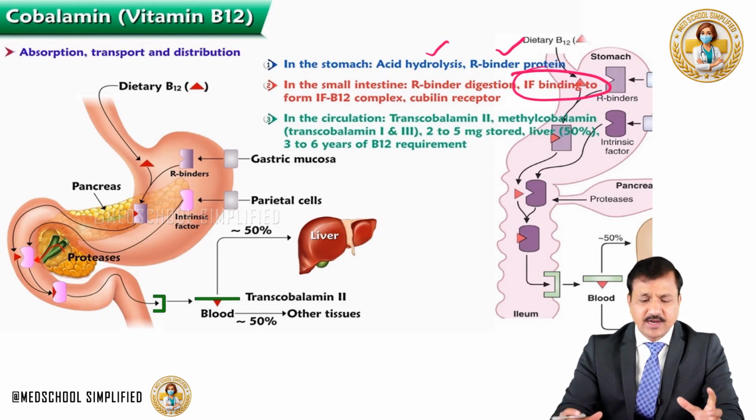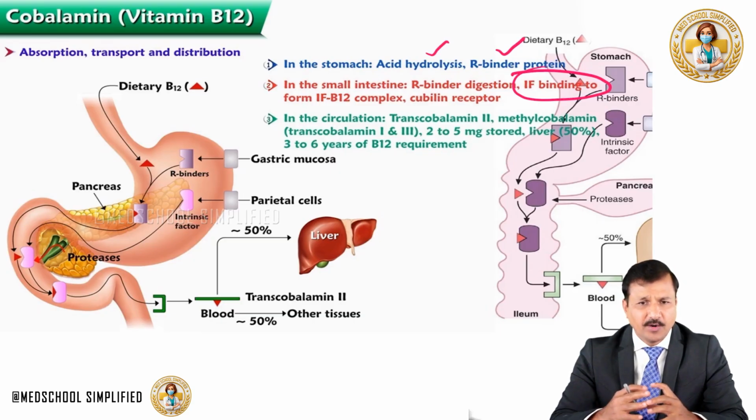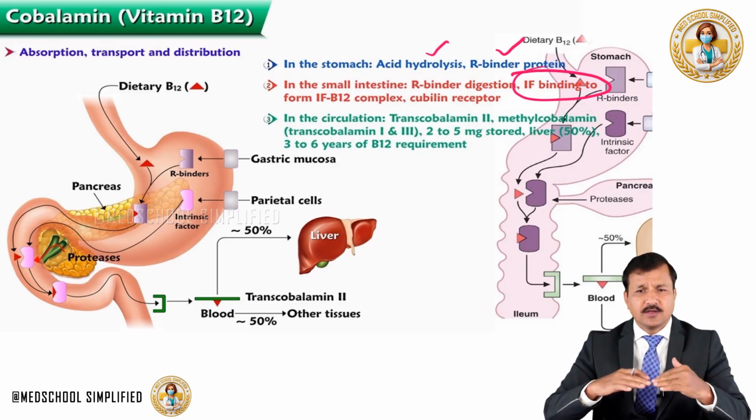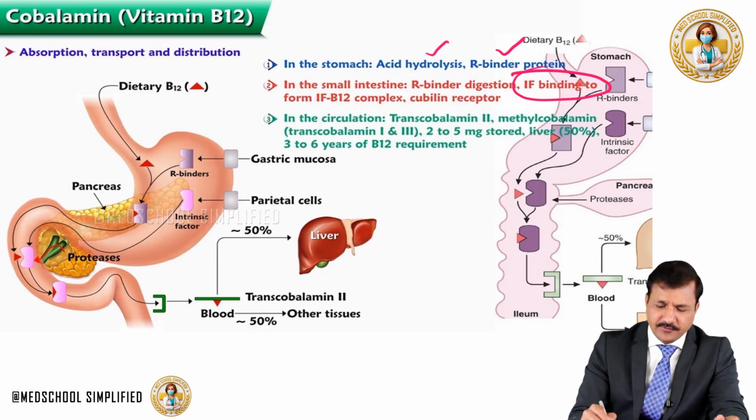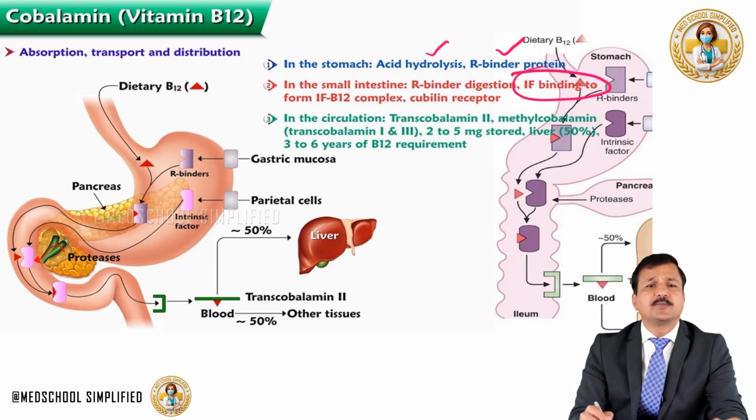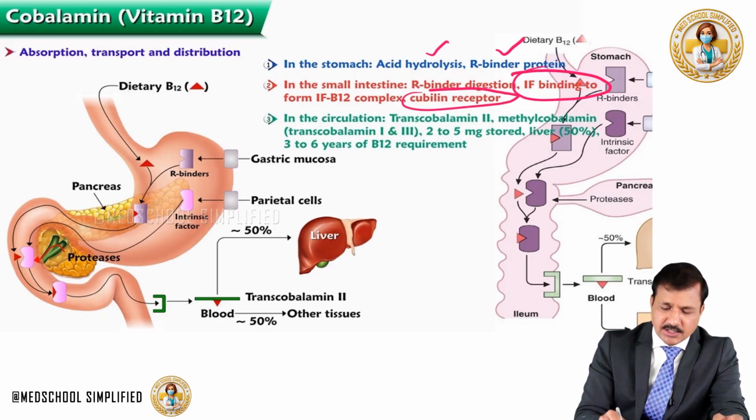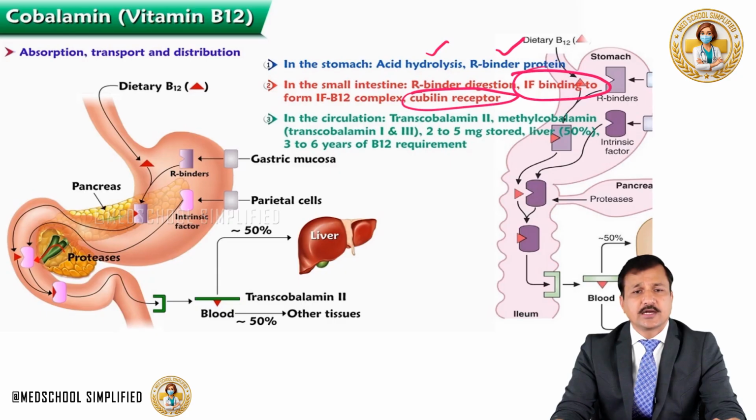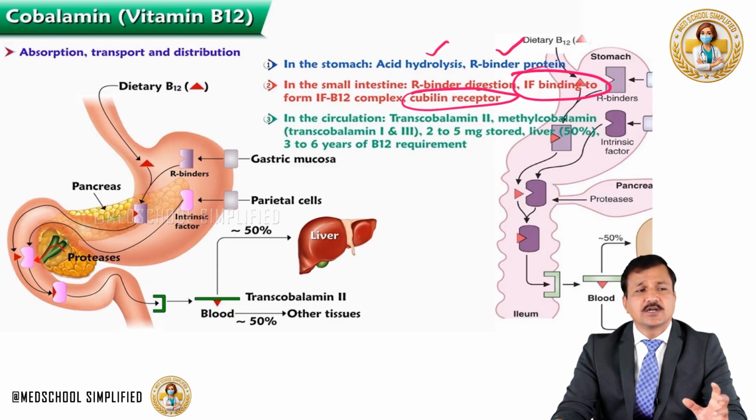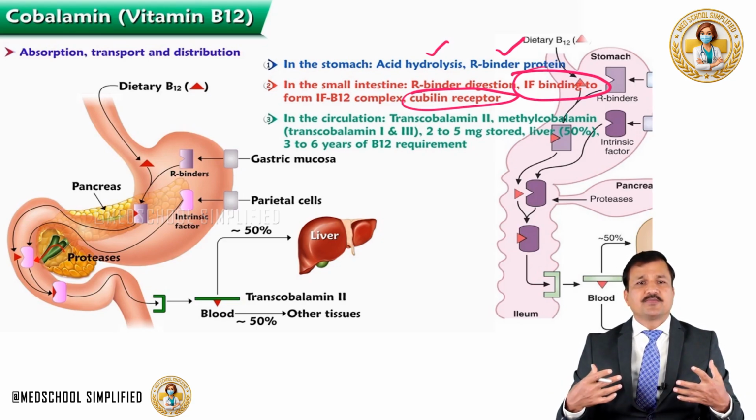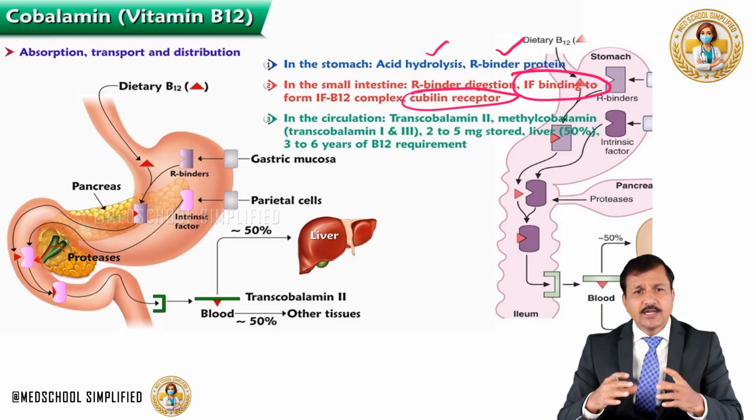So now the intrinsic factor cobalamin complex is formed, and it passes down to the ileum. In the terminal part of the ileum, we have something called the cubilin receptor, and these receptors are going to recognize the intrinsic factor cobalamin complex, and this complex is endocytosed inside the enterocytes.